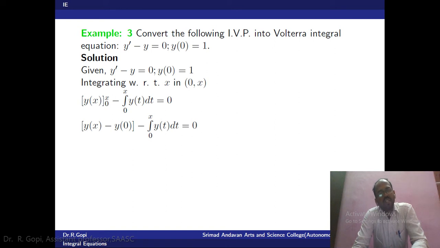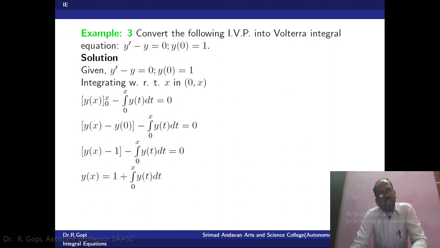Here y of 0 equal to 1 is given. So y of x minus 1 minus the integral 0 to x of y of t dt equals 0. So y of 0 is replaced by 1. Taking this term to the right hand side, y of x equals 1 plus the integral 0 to x of y of t dt.